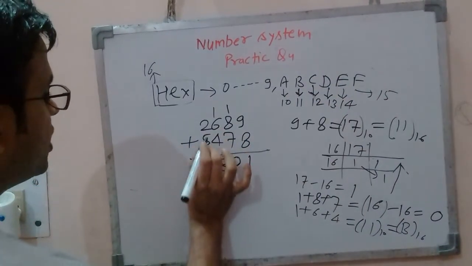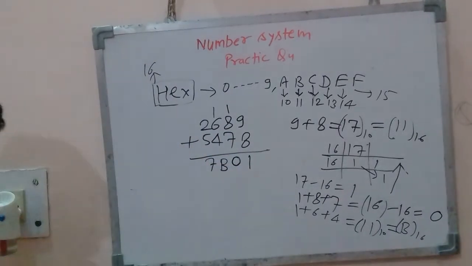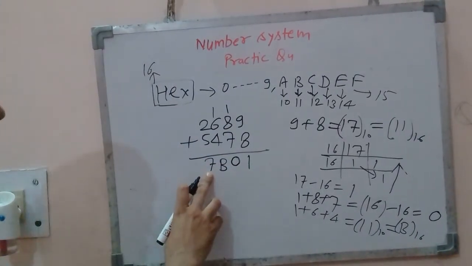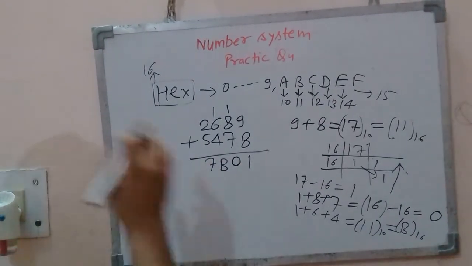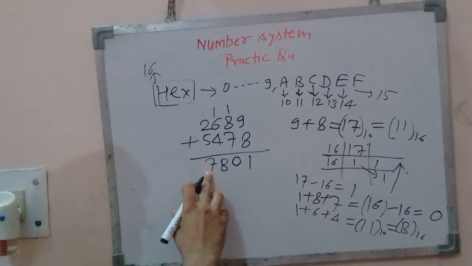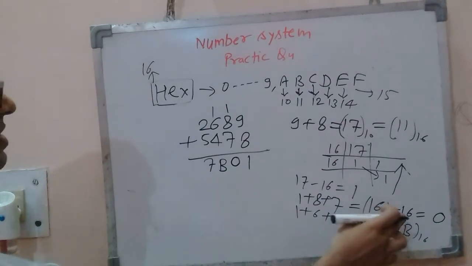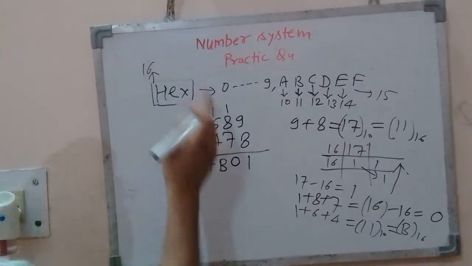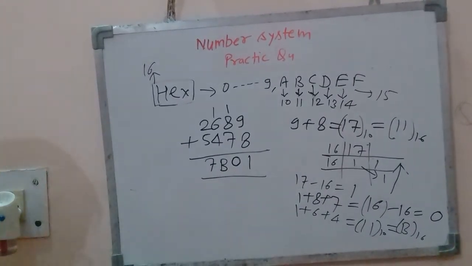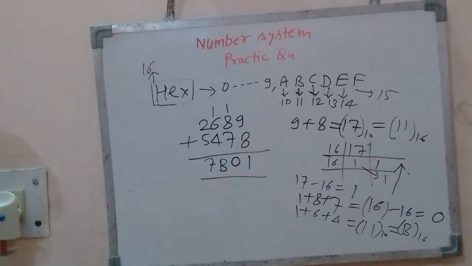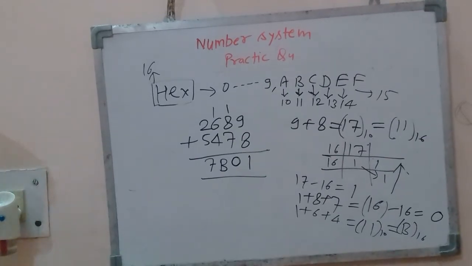Now 2 plus 5, add 2 plus 5, 7, right? 7 is not exceeding 15, let me write 7. Had it been exceeding 15, then you would have to subtract 16 like this and find the sum and then carry for the next stage, right? So 7B01 is the answer. This is in the hexadecimal system, right? This is the answer.